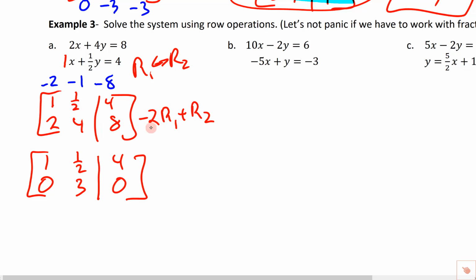We're multiplying by 2, not by half. Okay, Angela, what's the easiest way to turn that 3 into a 1? 1/3. Perfect. 1/3 times row 2.